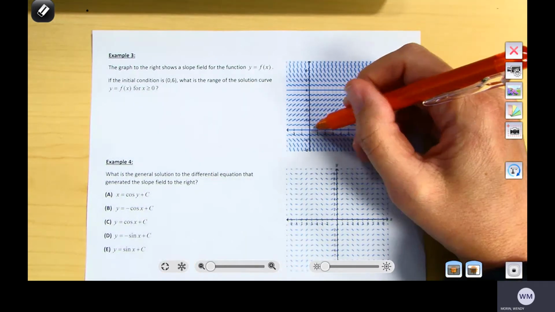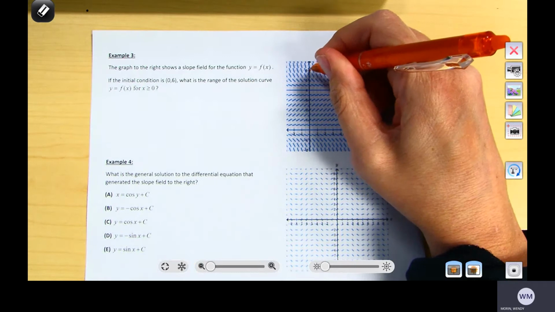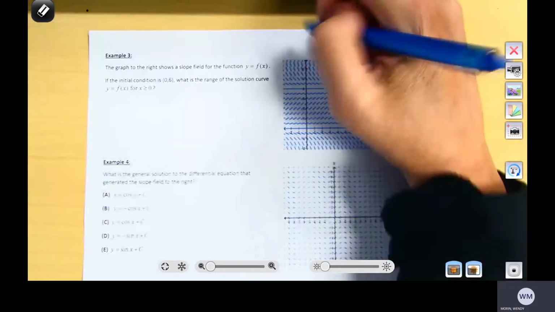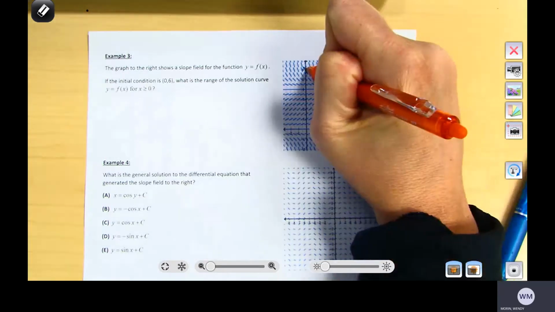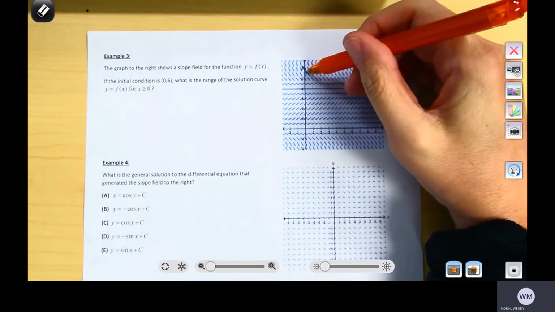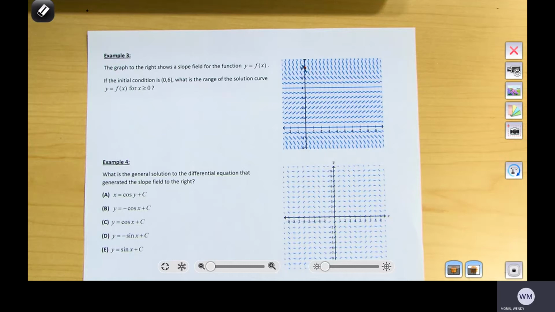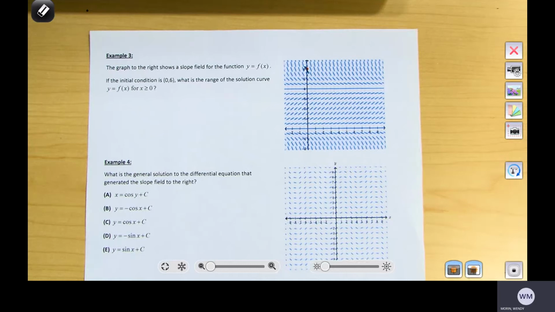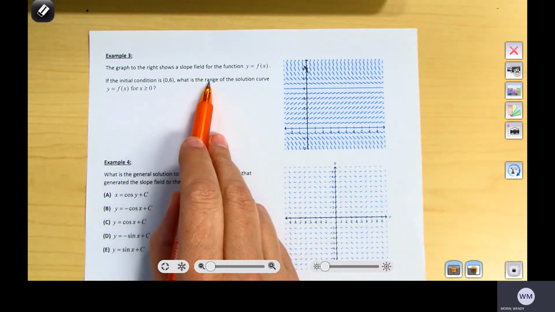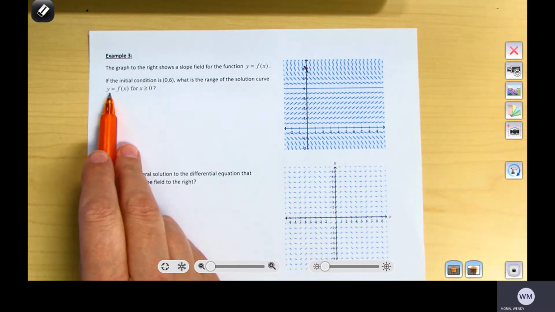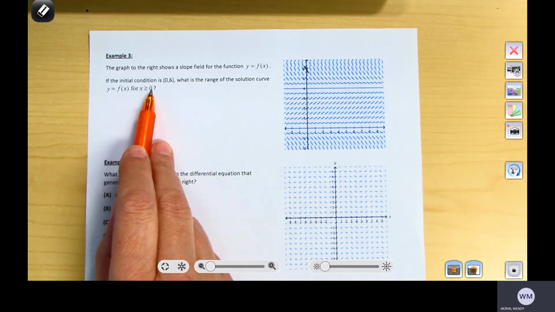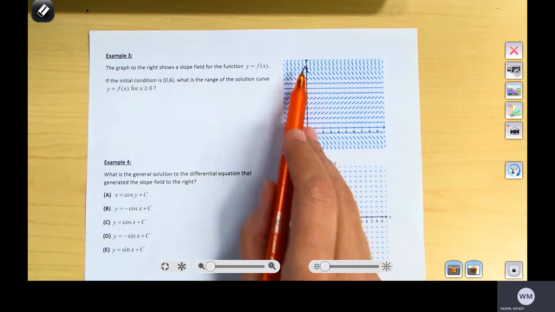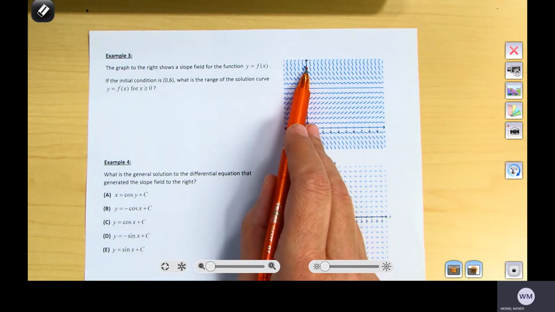So where is that at? 0, 6 is right here. And you can see that little mini tangent right here. That point right there is on the curve. There's our tangent line right there. It says, what is the range of the solution curve for the function for x is greater than or equal to 0? Well, we know that it starts at that point. That's the only thing that we know.